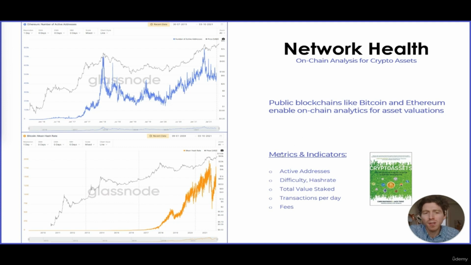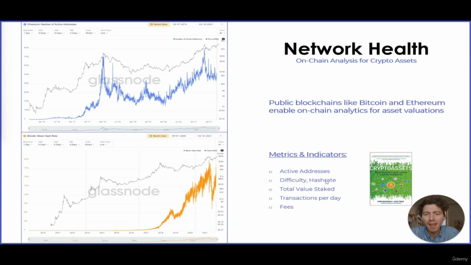So the most important metrics and indicators you can look at when you check out crypto assets like Bitcoin or Ethereum are active addresses. So how many addresses have been created within the network, how many addresses are active and then are interacting and are sending and receiving assets like Bitcoin.